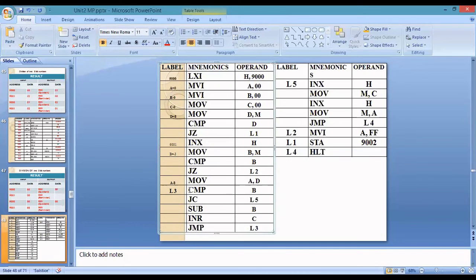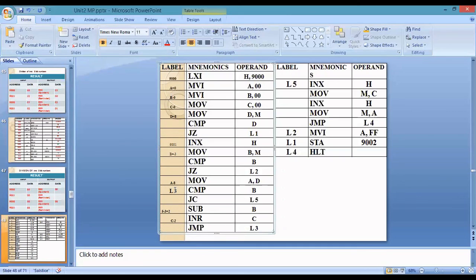Compare B. The A value is 8, the B value is 3. A value is greater, so you have to subtract. 8 minus 3 is equal to 5. Next, increment the C register, so C is equal to 1. Next is jump L3. Compare B. The A value is 5 and it is compared with the B value 3. Again no carry, so once again it will subtract. 5 minus 3 is 2. Increment the C register, so C becomes 2.